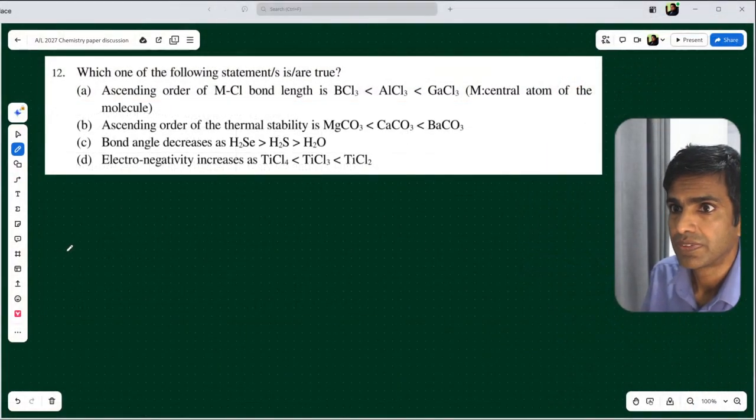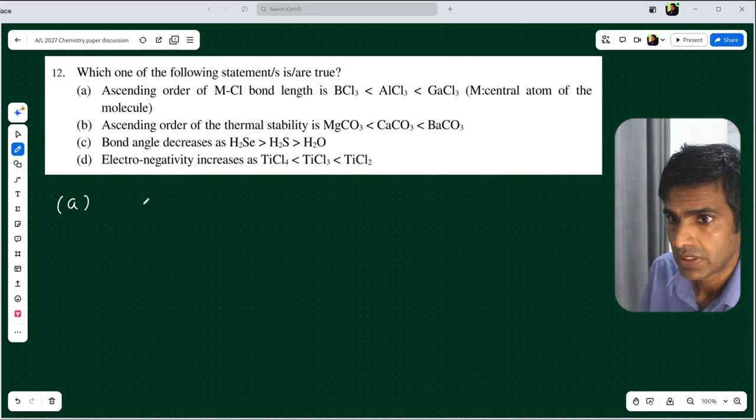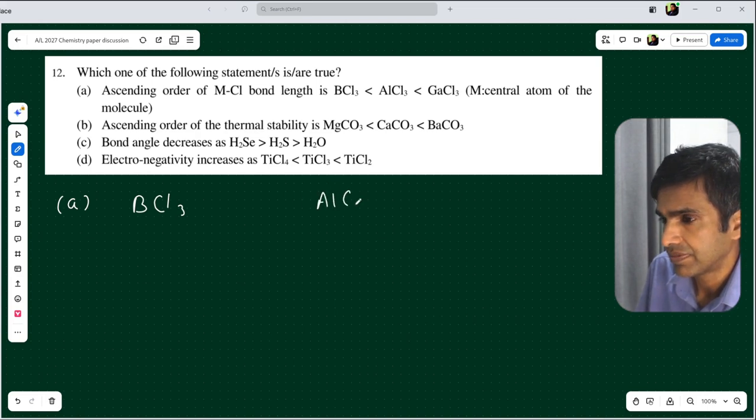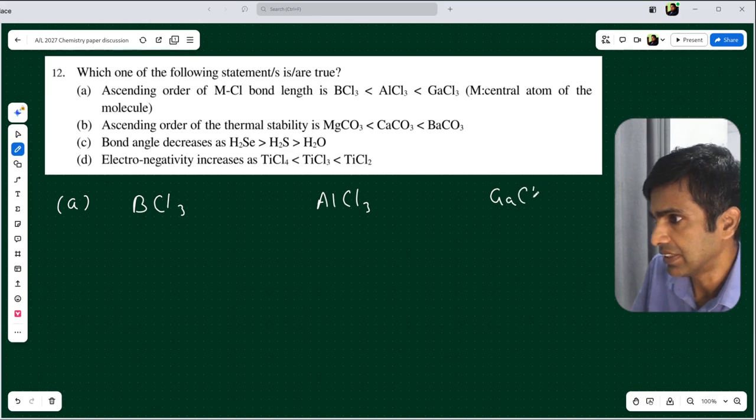12th MCQ. Statement A, it's about BCl3, AlCl3 and GaCl3.